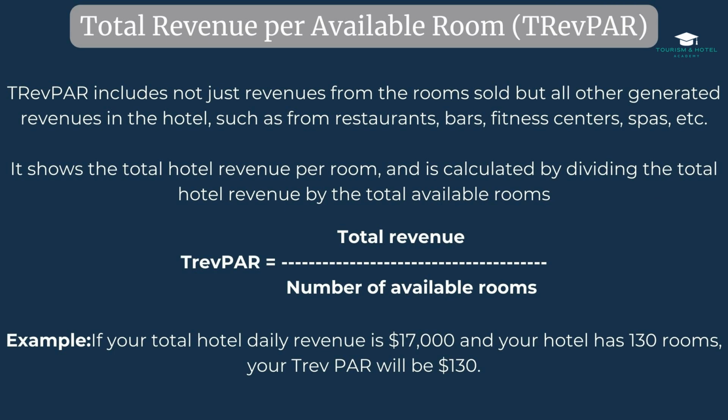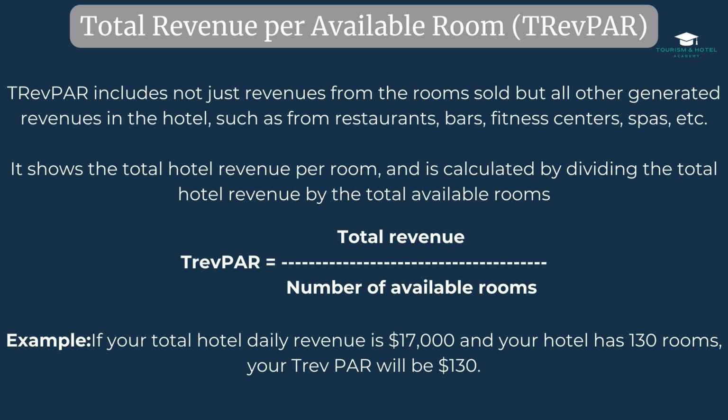Total revenue per available room, TRevPAR. TRevPAR includes not just revenues from the rooms sold, but all other generated revenues in the hotel, such as from restaurants, bars, fitness centers, spas, etc.